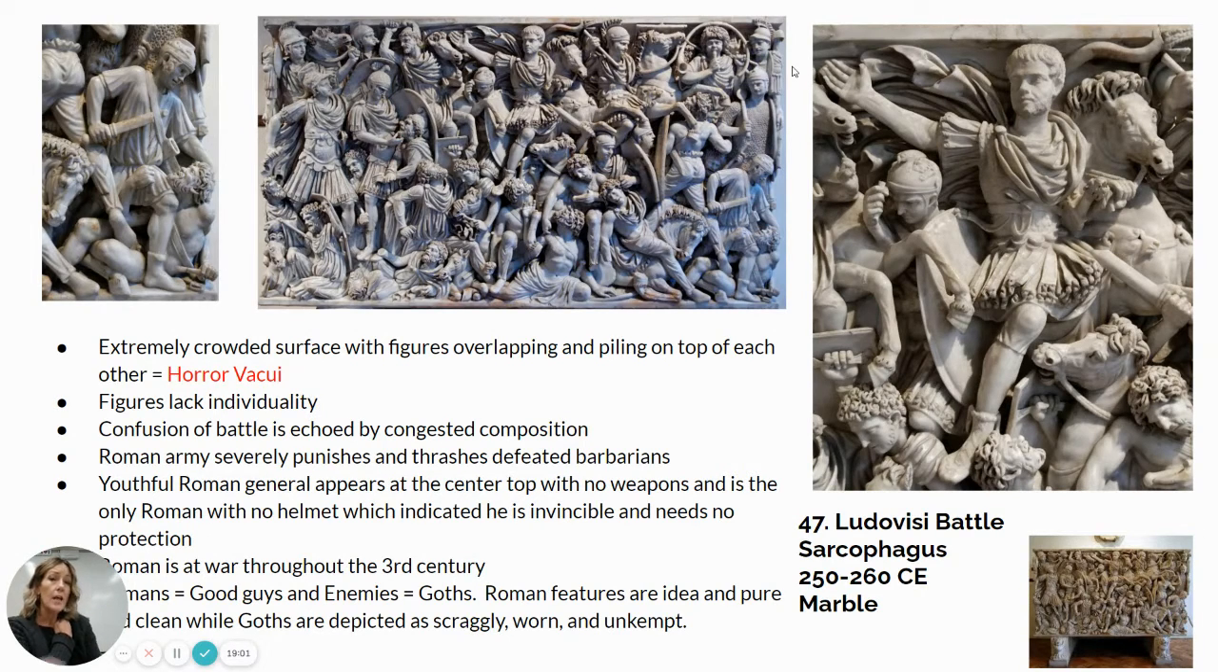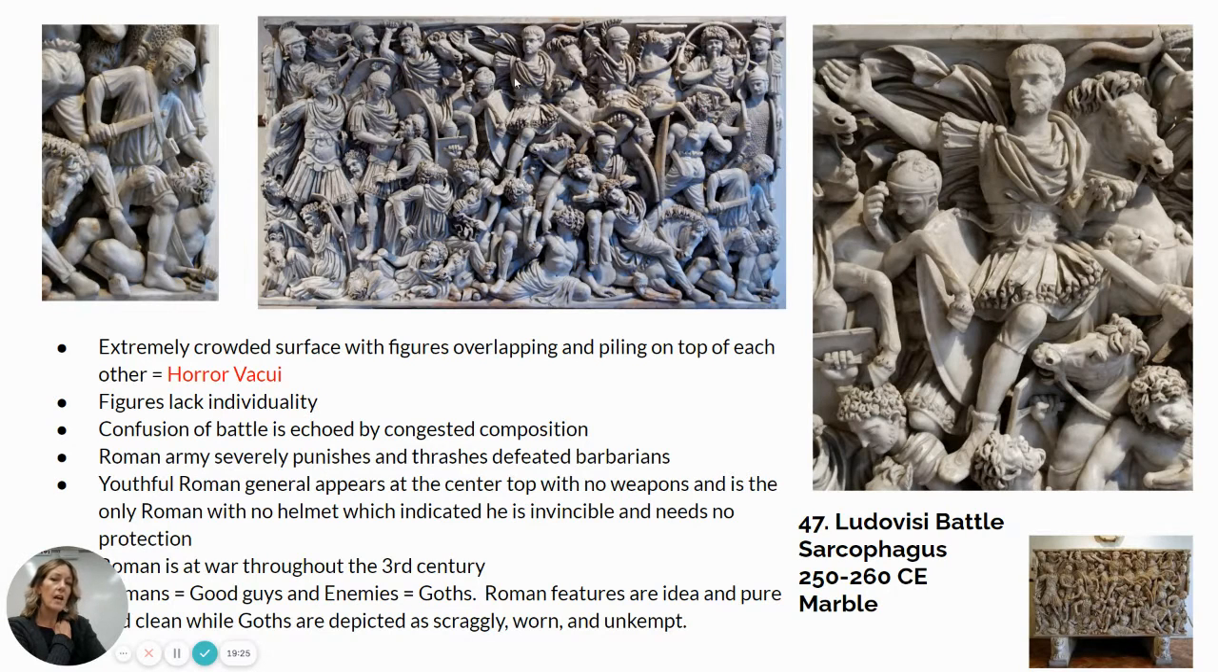Okay. In the top center of this composition, we have a very youthful Roman, and he's different than all of the others, because all of the others are engaged in some sort of action or interaction with somebody else.